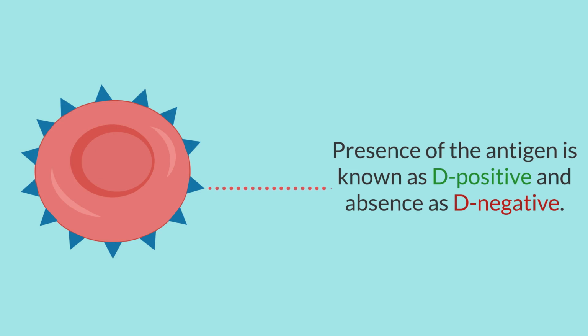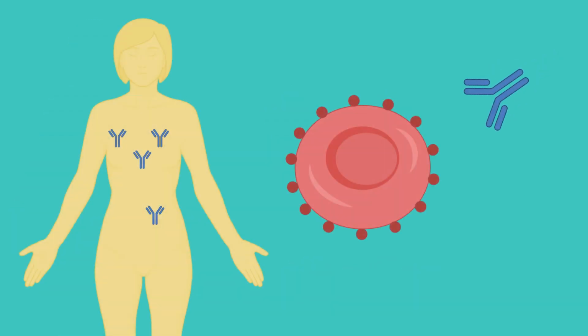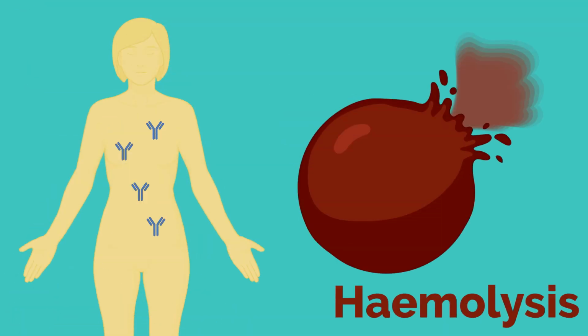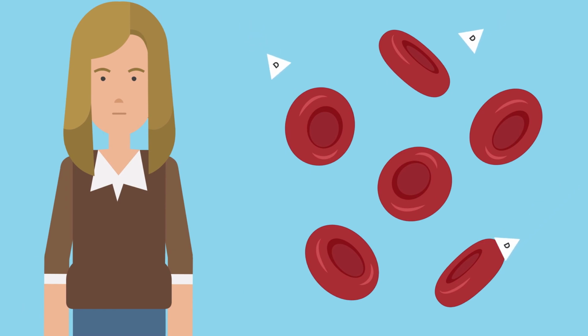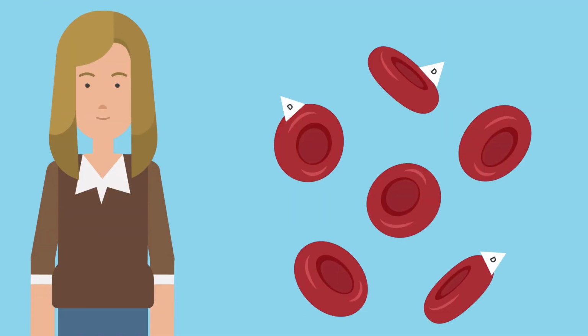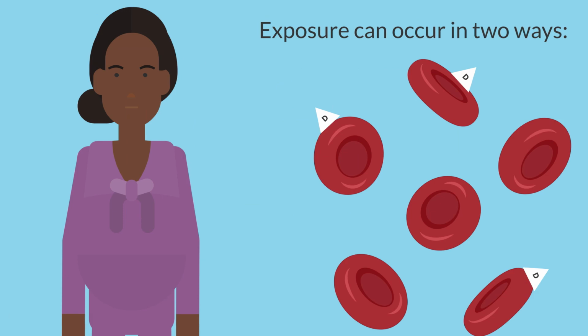Our immune system can produce proteins called antibodies when exposed to antigens it does not recognize. These antibodies can attach to the antigen and cause destruction of red cells, which is called hemolysis. If D-negative individuals are exposed to the D antigen, they are highly likely to make antibodies called anti-D. Exposure to the D antigen can occur in 2 ways: by transfusion of D-positive blood components and by pregnancy.